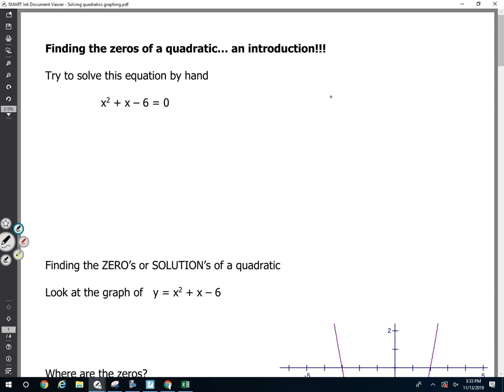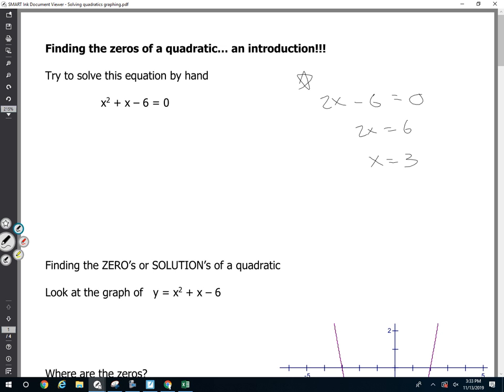If I ask you to solve this by hand, okay, we talked about this a little bit last class. If I ask you to solve this by hand, what would you do first? Add the 6, right? What would you do? Divide by 2.